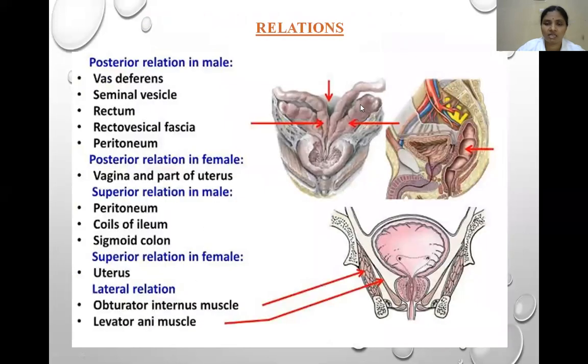Then the posterior surface. Here identify this is the posterior surface. Roughly it is triangular in shape. So what are the relations? If you identify this picture, what are the relations on the posterior surface of the urinary bladder? See, in the upper part you can see this is the rectum. In the lower part, there is a fascia which is separating the urinary bladder from the rectum. And not only the urinary bladder, the prostate also.